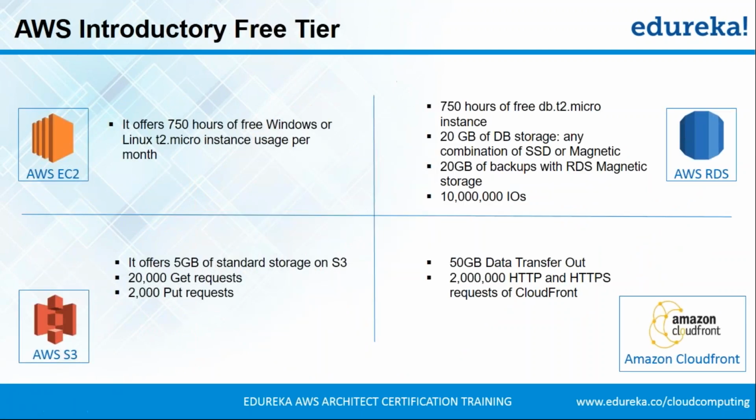So let's talk about the introductory free tier first. So all these services are free for the first year since you have signed up, right? And these are the things which are free in this service. So let's talk about AWS EC2 first. So it offers 750 hours of free Windows or Linux T2.micro instance usage, right? EC2 offers you 750 hours every month. So basically if you are running one instance, you can run it for 750 hours.